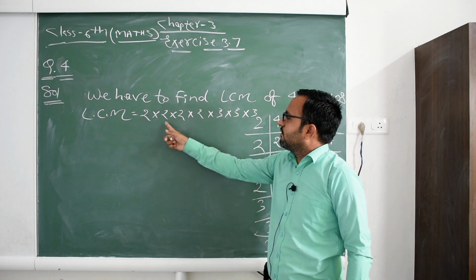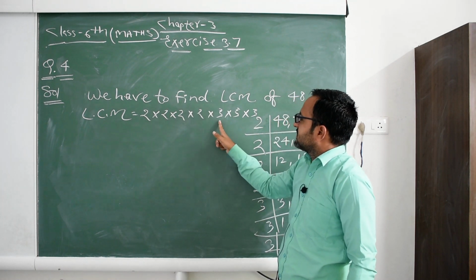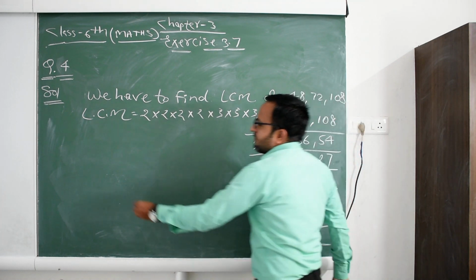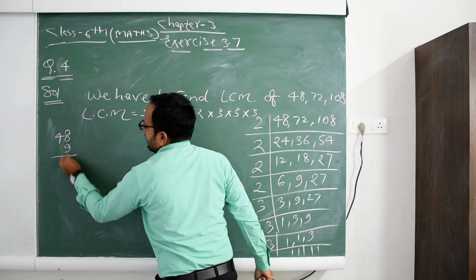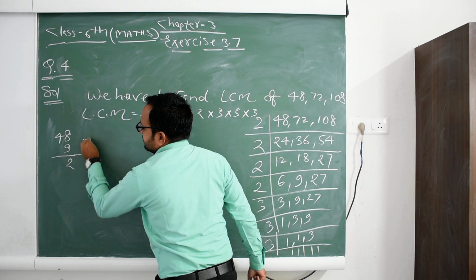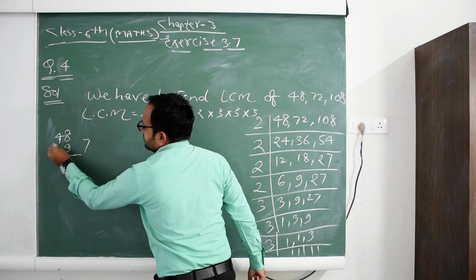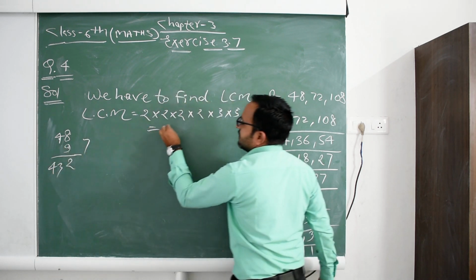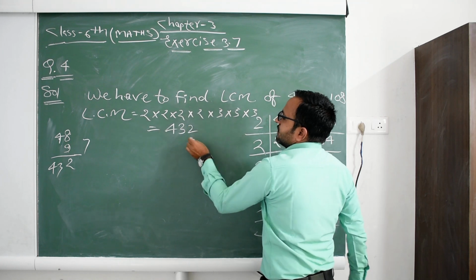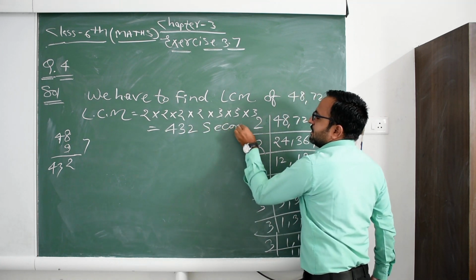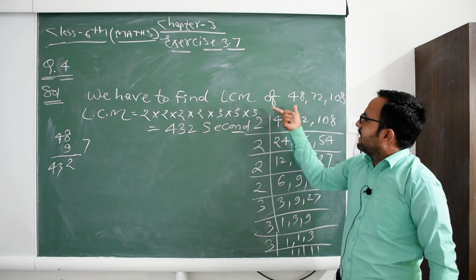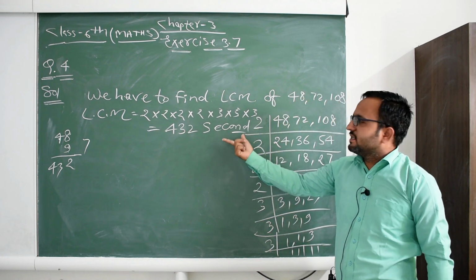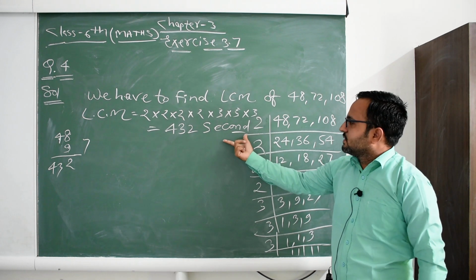2 2s are 4, 4 2s are 8, 8 2s are 16, 16 3s are 48, 48 9s are 432. So LCM will be 432 seconds. So after 432 seconds the light will be changed. That means the signal will be changed.